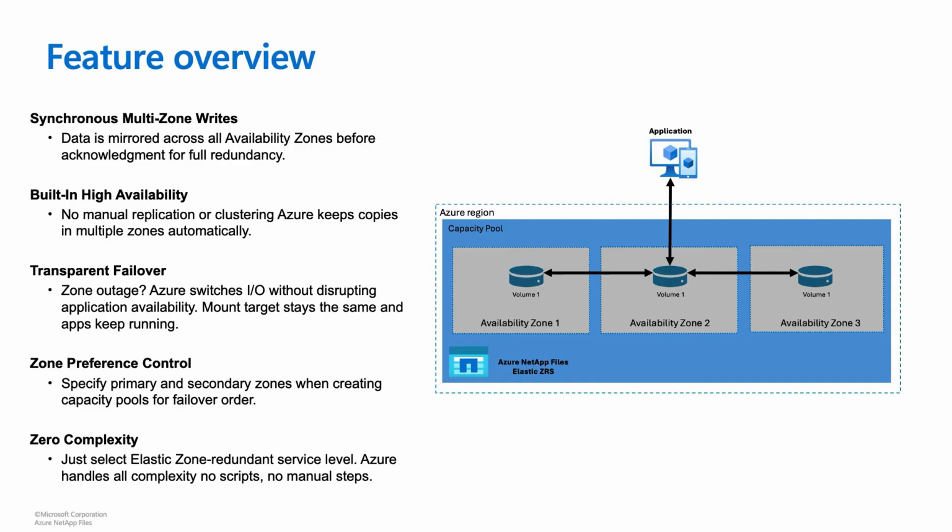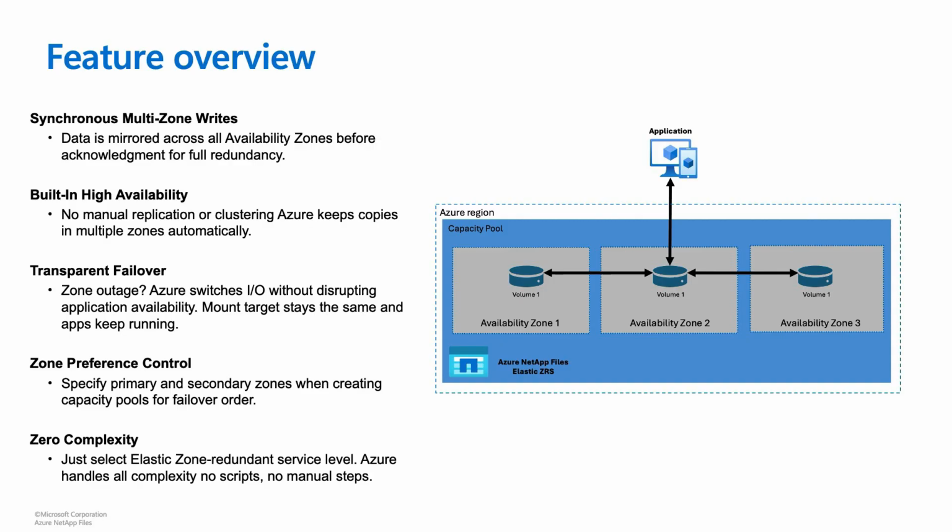Well, how does this work? Azure NetApp Files Elastic ZRS works by synchronously mirroring every write operation to all availability zones in the same Azure region. When your application writes to an Azure NetApp Files Elastic ZRS volume, that write is committed in multiple zones before it's acknowledged. This guarantees that if one zone goes down unexpectedly, an up-to-date copy of your data is immediately available in all other zones.